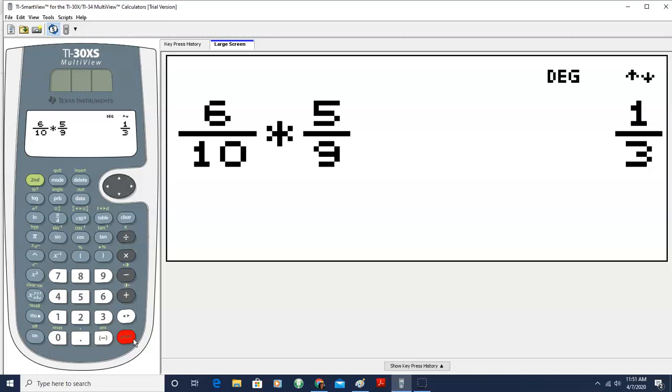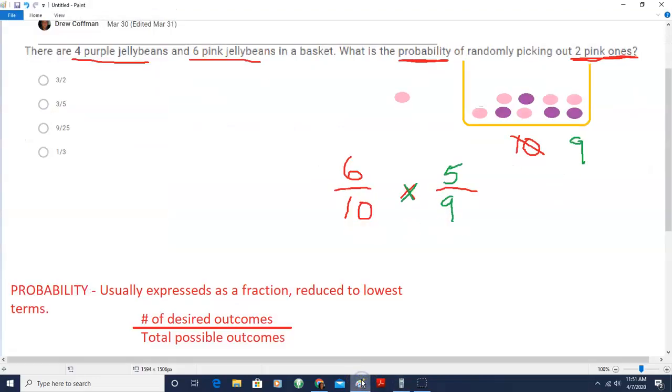Now, how do we do this if we don't have a GED calculator at home? Well, let's look at that. When we multiply fractions, we don't cross multiply. That's for proportions only. Multiplying fractions means we multiply straight across. It's actually the easiest operation to do with fractions. But remember that we multiply straight across, top number by top number, bottom number by bottom number. So 6 times 5 is 30. 10 times 9 is 90.